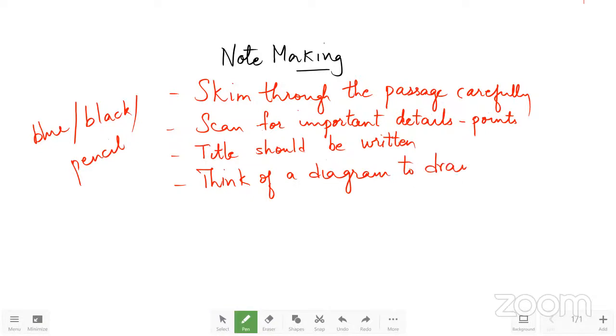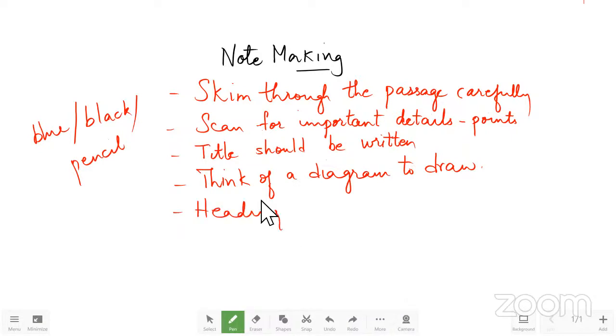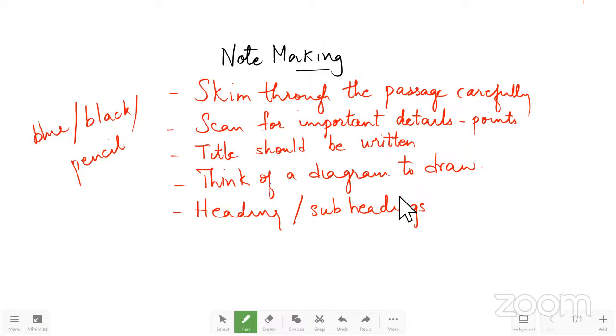When it comes to supplementary students, I wouldn't ask you to waste a lot of time. If you cannot come up with a diagram, you can always use headings and subheadings.